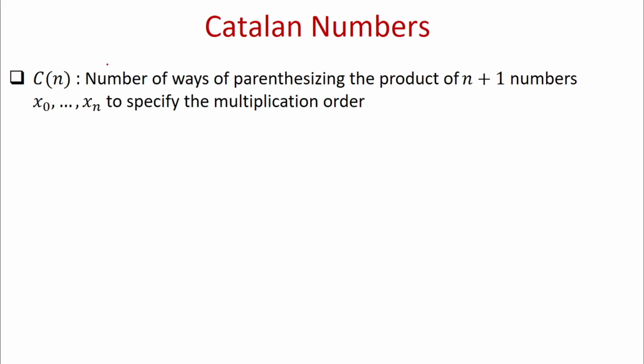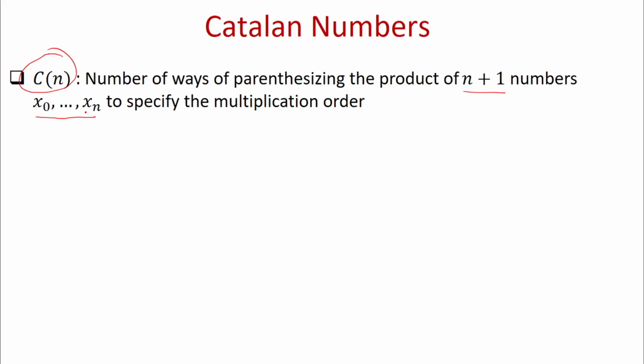Okay, so we will also discuss various problems in this lecture whose solution is the Catalan numbers. Let me formulate this problem. Imagine the function c of n denotes the number of ways of parenthesizing the product of n plus 1 numbers to specify the multiplication order. So you are given n plus 1 numbers, I am denoting them as x0 to x of n, and I can multiply only two numbers at a time. So I want to specify the order in which I can multiply them.